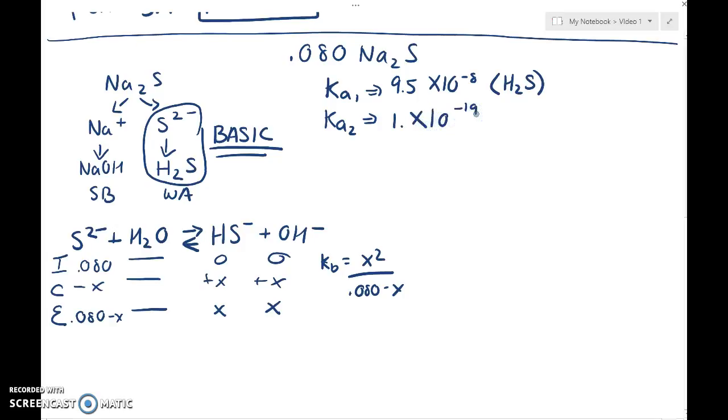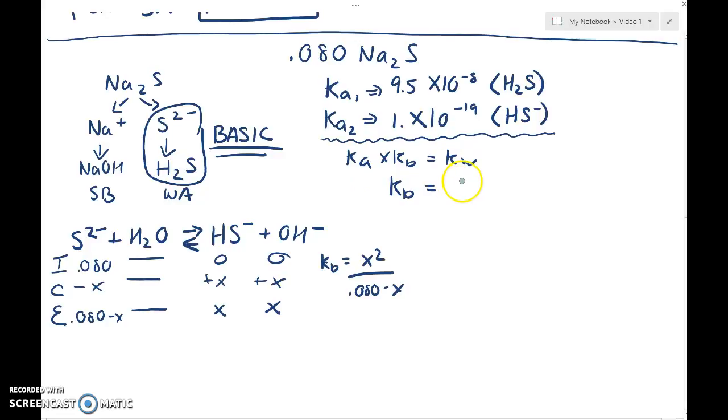If that's Ka2, that means it's the H2S without one proton, which means it's HS minus. So actually the Ka that I'm looking for here is Ka2. I may have accidentally told you on Friday that we always use Ka1 in a problem like this, but here we can see an example where that's not true, and we would actually use Ka2. From there, it becomes pretty straightforward. Ka times Kb equals Kw. That means my Kb turns out to be 1 times 10 to the 5th.